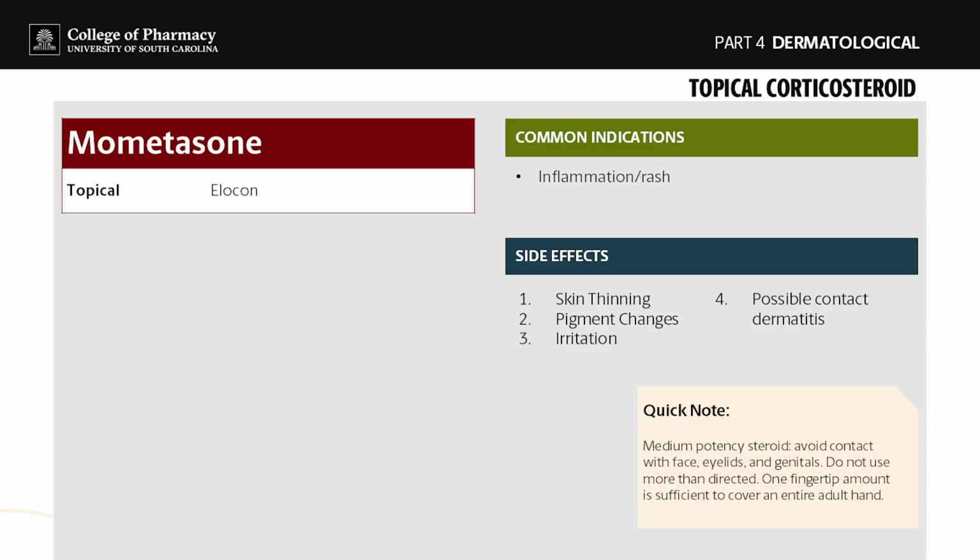Another topical corticosteroid is Mometasone. Brand name is Elocon. The indication, again, is inflammation and rash. Side effects are the same as the other topical corticosteroids. Just note, thin layer. And this is a medium potency steroid. Another topical corticosteroid, Triamcinolone. The brand name is Kenalog. It's also used for inflammation and rash. Same side effects, same notes.